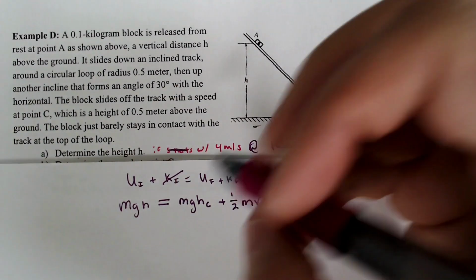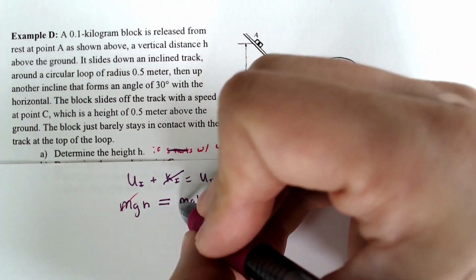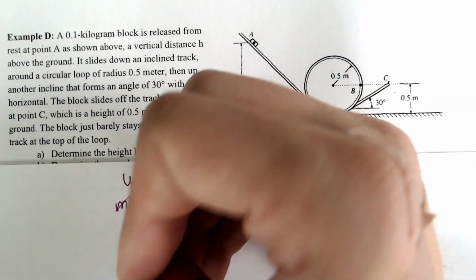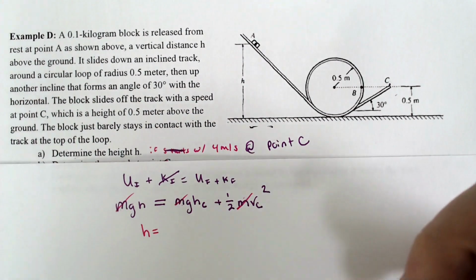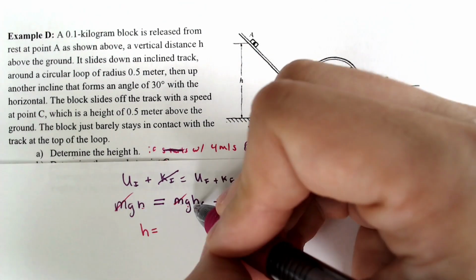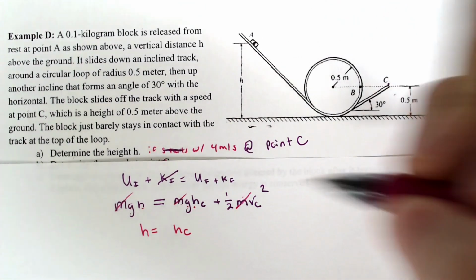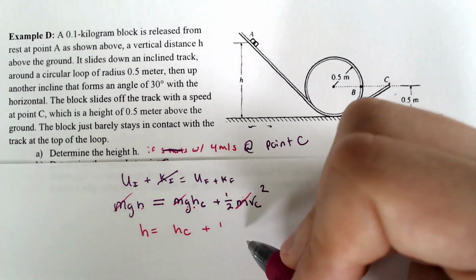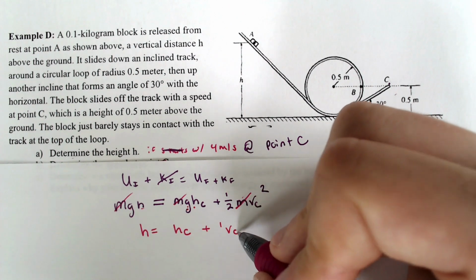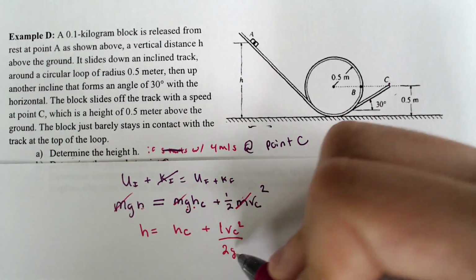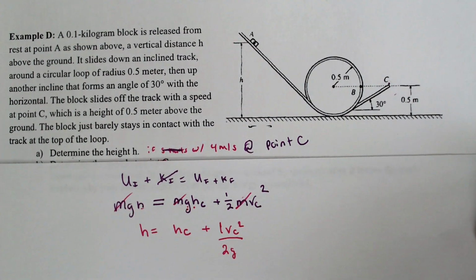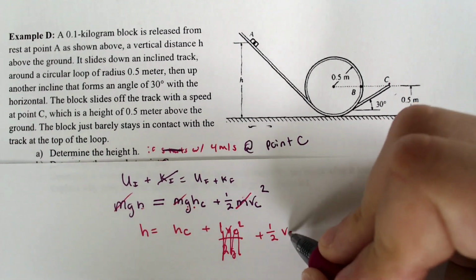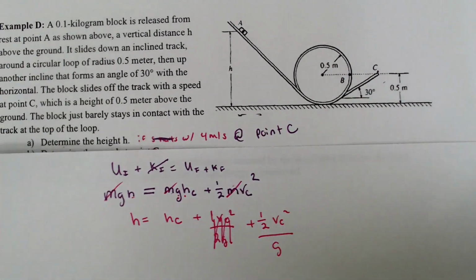Okay? So with that in mind, notice how all of these have an m. Those are going to cancel out. Goodbye, m. We are looking for the initial height, so let's just divide everything by g. If we divide by g, the g's would cancel out here, and we'd be left with h of c plus 1/2 vc squared over g. I could also write it as vc squared over 2g, but I like the first one better. They both work.